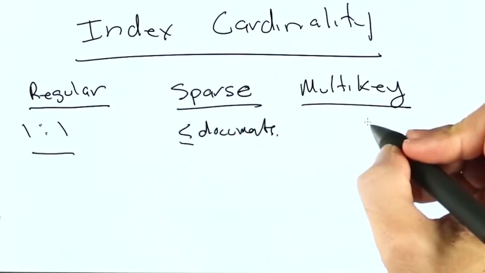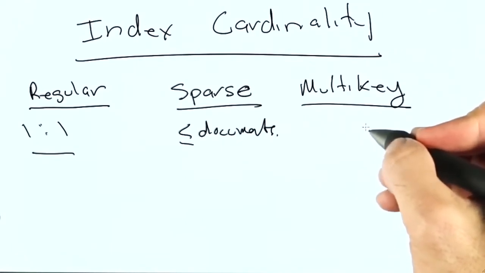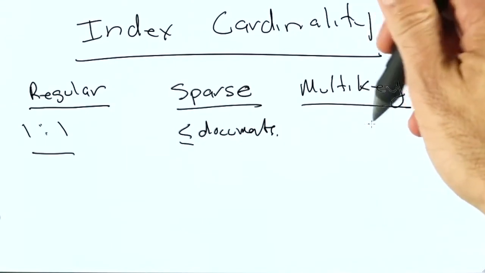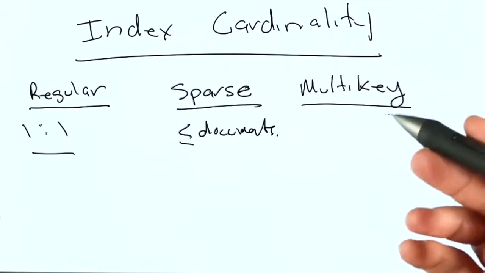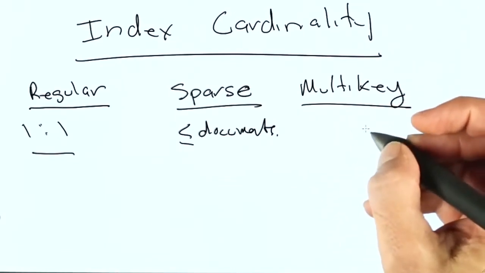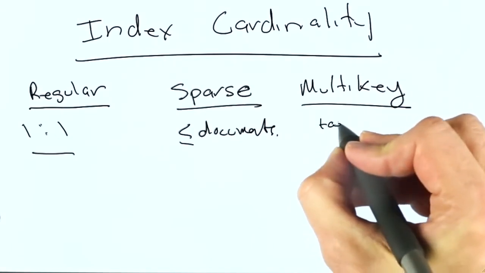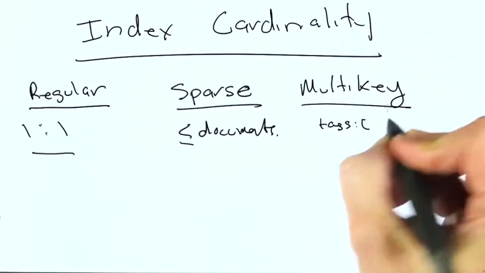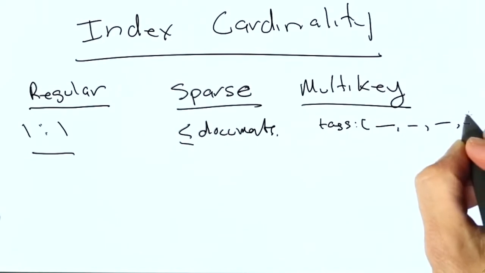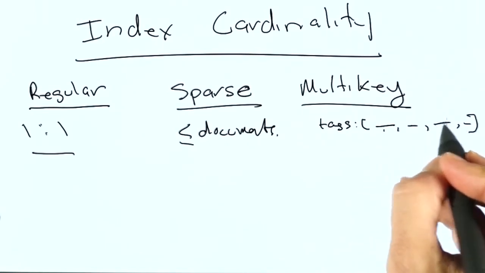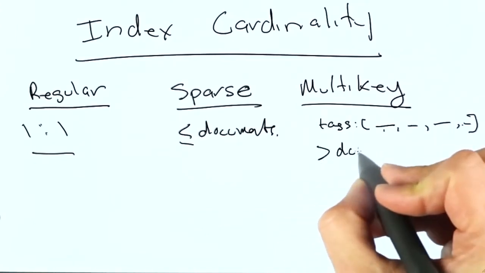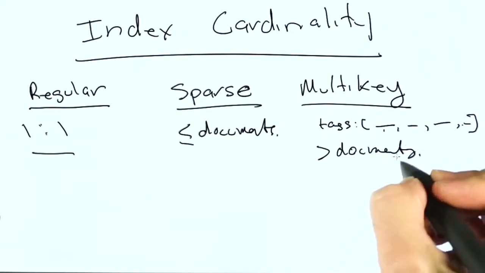And finally here, in a multi-key index, which is an index on an array value, and an index becomes a multi-key index as soon as you have at least one value inside any document that is an array, then there may be multiple index points for each document. For instance, if there is some sort of tags array in a document, and it's got 3 or 5 or 4 tags, then there's going to be an index point for every single one of these keys. And so it could be greater than the number of documents. And it could be significantly greater than the number of documents.